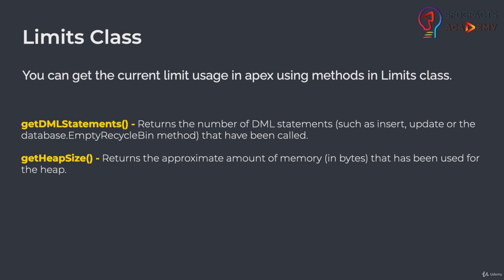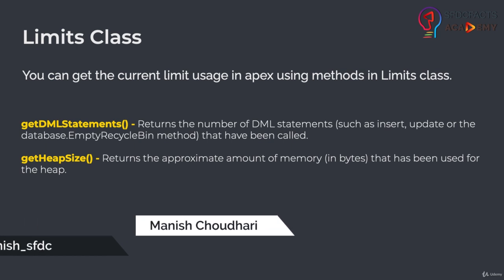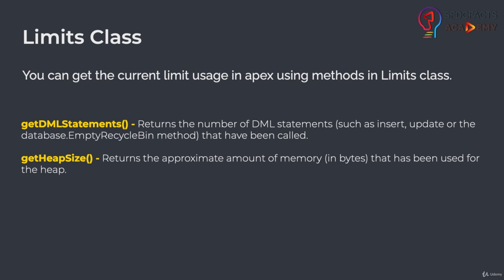When you execute getDmlStatements, it returns the number of DML statements that have been called in your current transaction so far. And if you execute the method getHeapSize, then it returns the amount of heap that your program has already used in the current Apex transaction. All these methods start with the get keyword and they all have the limit name in the method itself, like getDmlStatements and getHeapSize.